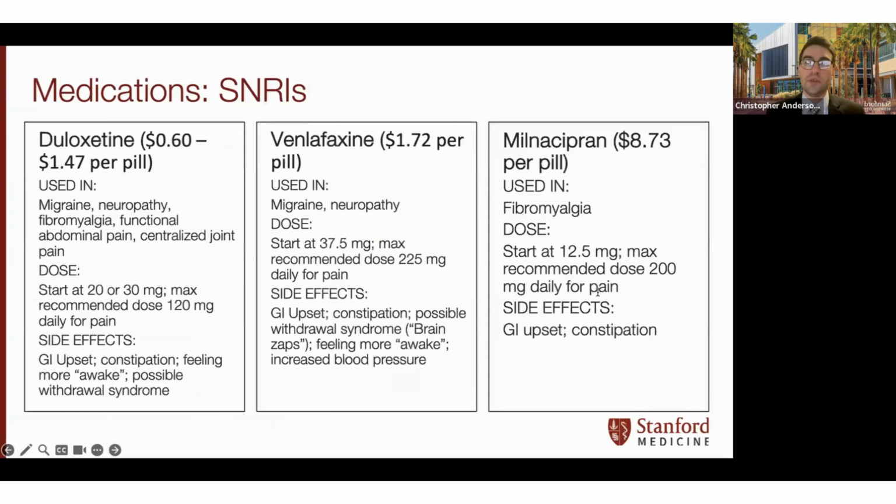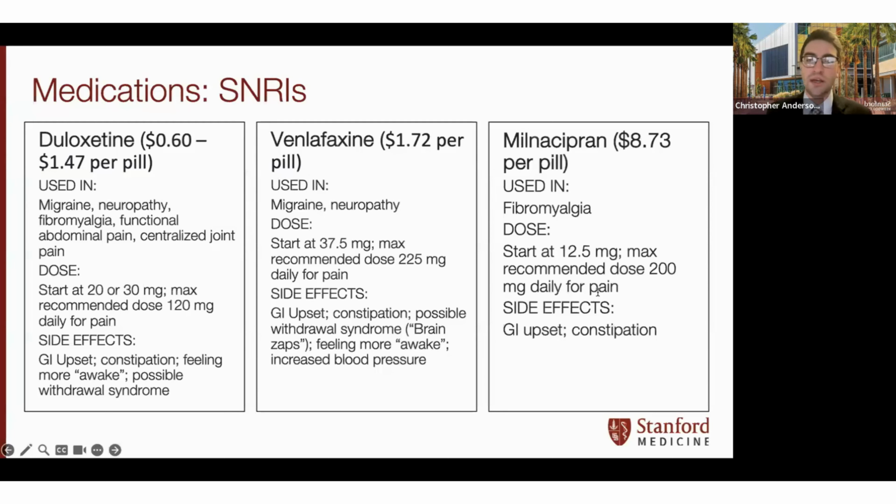So here is some more detail for some commonly used medications, and I've also listed some cash prices. This is not with insurance, it's cash prices. On the left, we have my favorite medication, which is called duloxetine. It is used in conditions like migraine, neuropathy, fibromyalgia, functional abdominal pain, and is also used for patients who have chronic joint pain with central sensitization, like knee arthritis with central sensitization. I personally will typically start low and increase slowly over time.